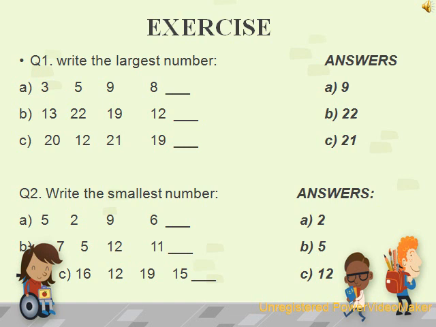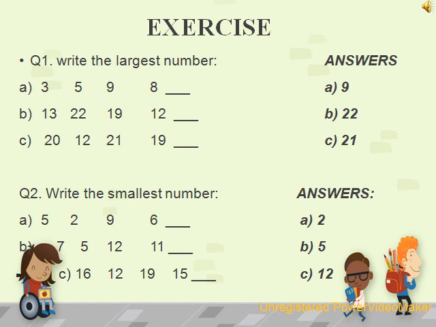Which is the smallest number? 5? No. Students, here we are talking smallest. Smallest means? Yes. The number which is the smaller one amongst all the numbers. Less in quantity. 2 is the correct answer.